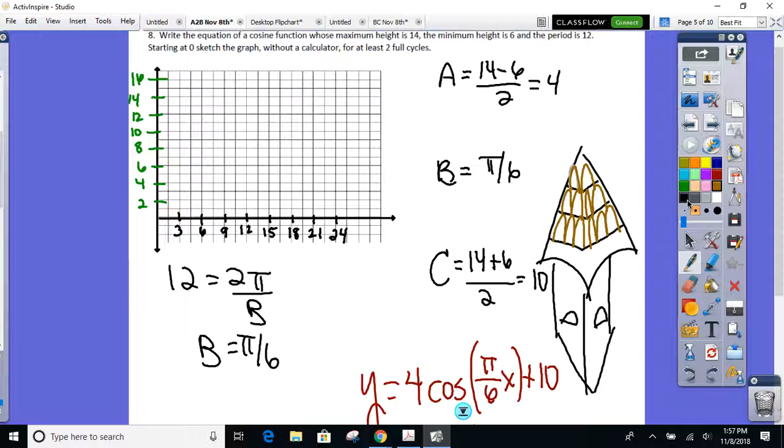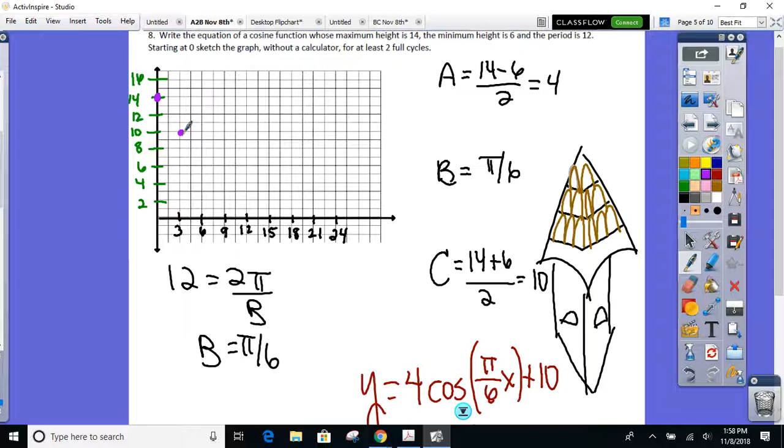All right, so where does cosine start? You know, 0. It starts at its max. Where would the max be? Usually it's at 4, but I add 10 to it, so the max will be at 14. Where does cosine go from here? Down to its 0, but I'm adding 10. So now at 3, it'll be at 10.